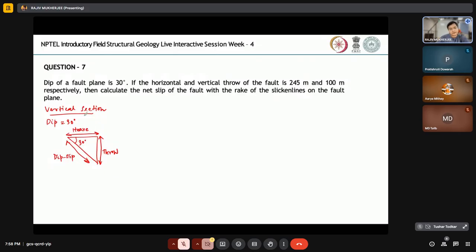So first of all, from this vertical section, let us calculate what is the heave. So throw by heave is tan 30 degrees, and therefore heave will be throw by tan 30 degrees.